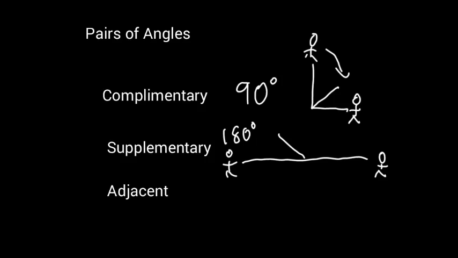Adjacent is just simply any two angles that share a side. So if I had something like this, then this angle right here in blue shares a side with this angle right here in red, so those two are adjacent. So any two angles that share a side are considered adjacent.